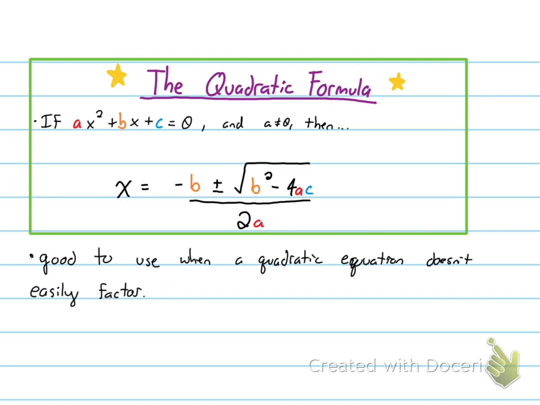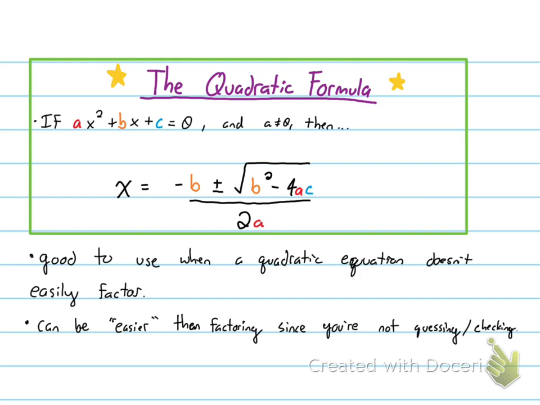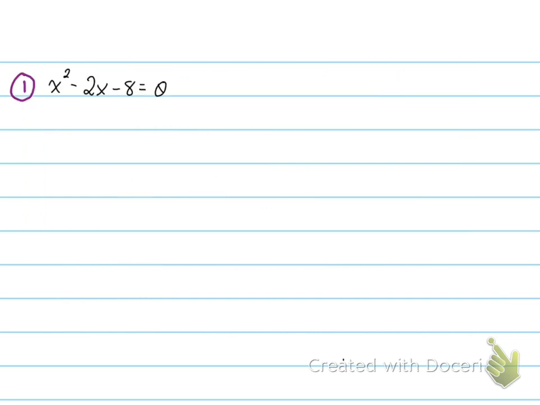So again, these are good to use when the quadratic equation doesn't easily factor, and overall it can seem easier than factoring because you're not guessing and checking at all. So let's start out with an easier equation. We have x squared minus 2x minus 8 equals 0.